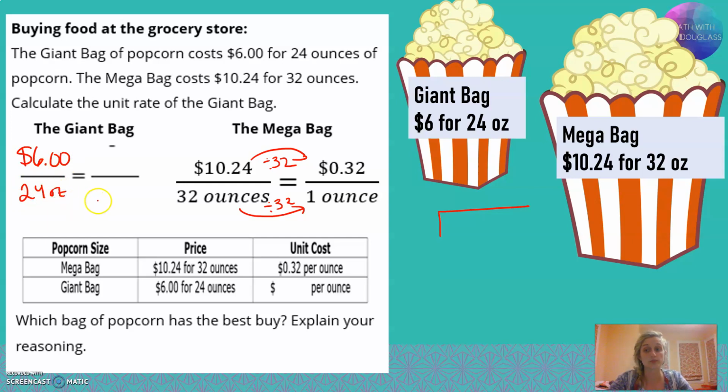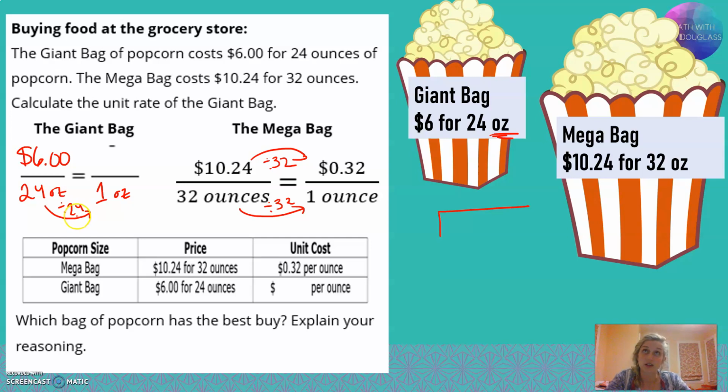I can only compare the giant bag and the mega bag when I'm talking about the same amount of stuff. So I'm going to go to 1 ounce. Over here you can see I shortened it OZ for some weird reason because there's no Z in an ounce, but OZ really stands for ounces. So what do I have to do to get from 24 to 1? Well, I'm going to have to divide by 24.